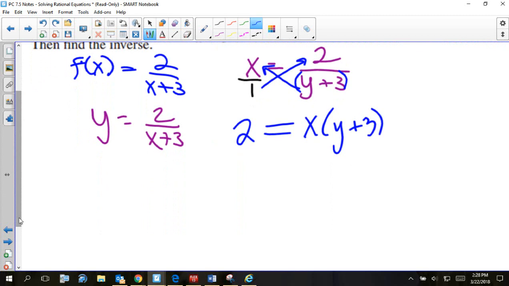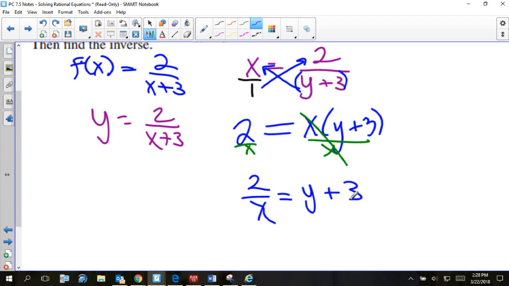Now, my goal is to get y by itself. If you think about y having layers around it, what's the furthest layer I need to get rid of? X. So x is being multiplied. How do I get rid of it? Divide. So we'll divide both sides by x. And I will have 2 over x equals y plus 3.